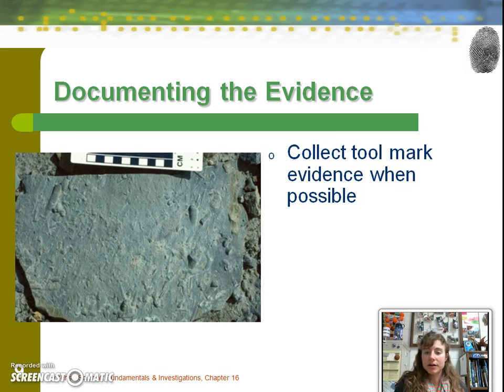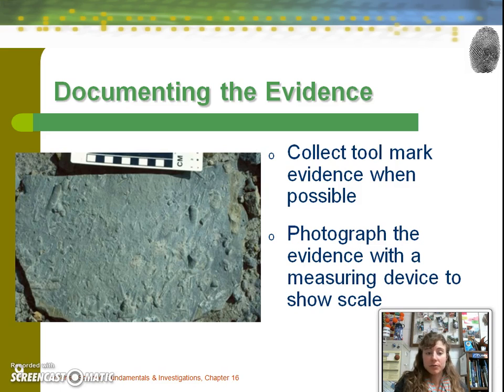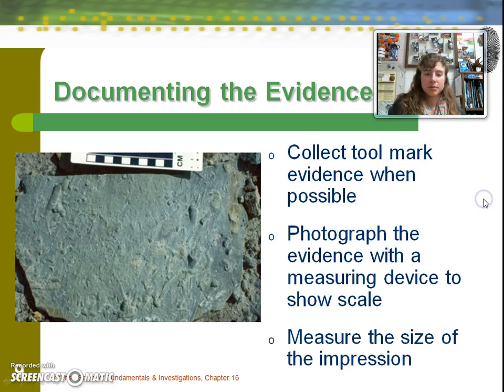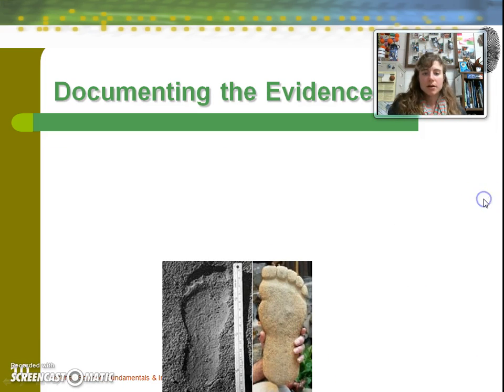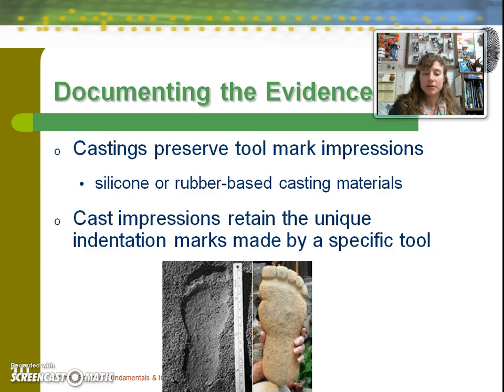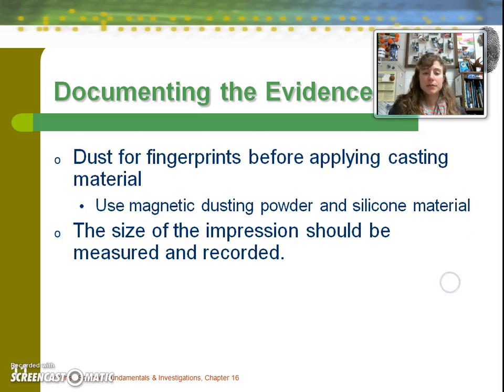In order to document correctly, you first would want to photograph the evidence with a scale. And you also want to measure the size of the impression as well. One step that can also be taken is to make a cast, which can preserve that tool mark impression in more of a three-dimensional manner that can be presented in court as well. And before casting occurs, one should dust for fingerprints as well.